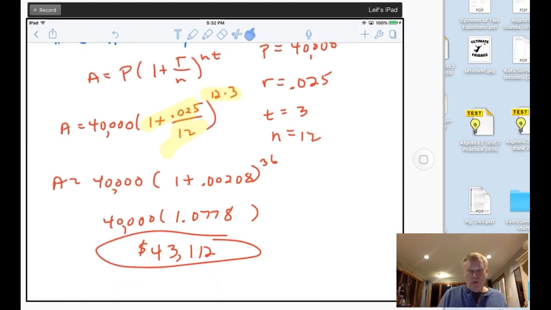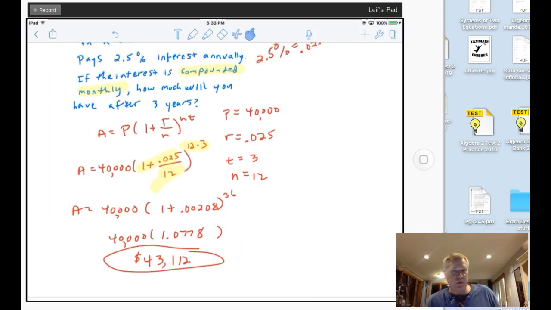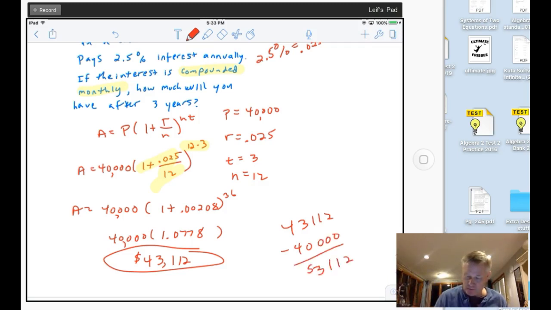Okay? So, not bad. A common kind of question is, I'm going to do it next also, but, if I start out with $40,000 and after 3 years I had $43,112, how much did you make in interest per year? And what you do is you subtract the 40,000, take the 43,112, subtract the initial amount that I put in the bank, and I get $3,112. And that was for 3 years, which means if you divide it by 3, you'll find out how much you made each year, which would be like $1,004 or something.